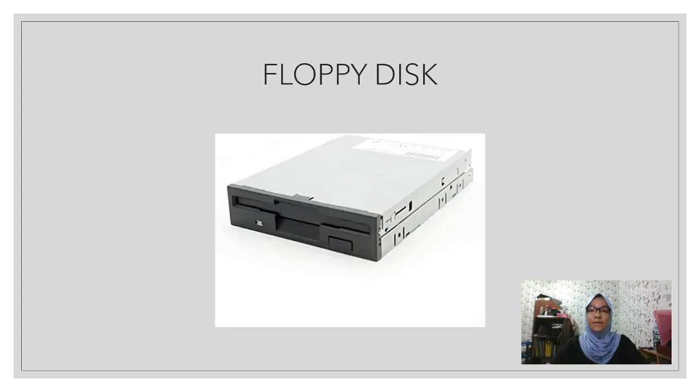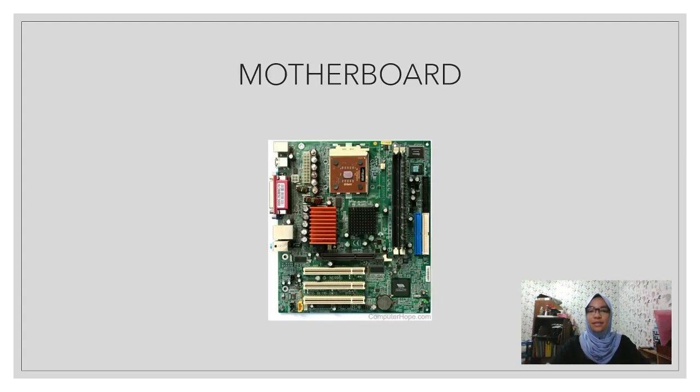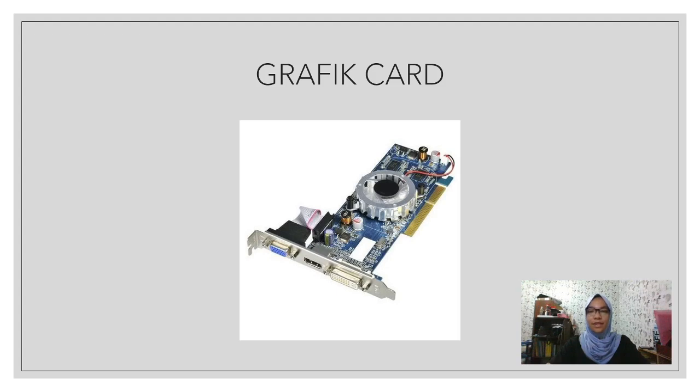And next is the floppy disk. It can be written and read on a small part that is mixed with metal. The computer program can give instructions to the hardware so that files can be written to the floppy drive. And the next is the motherboard, which is one of the important parts in the computer system. And then is the graphic card, that is a computer component that functions to create picture output and then display it on the monitor.